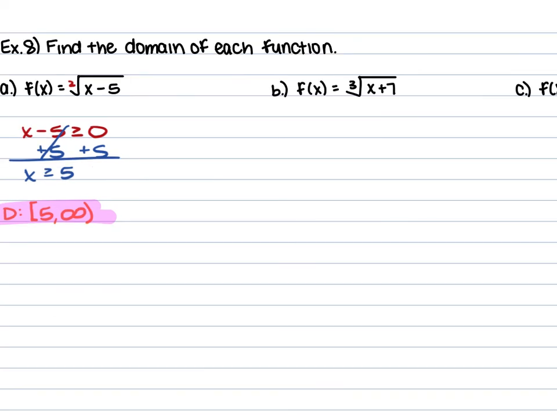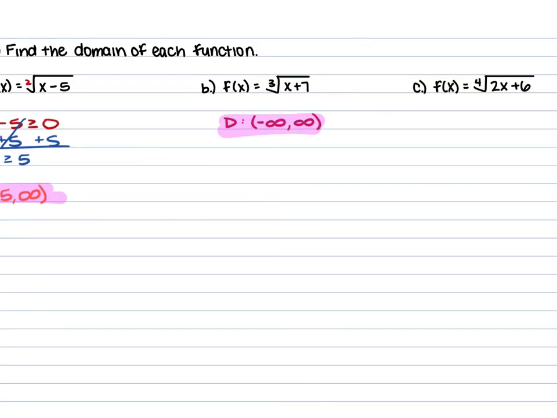For example B, we have f of x is equal to the cube root of x plus 7. With a cube root, 5th root, 7th root, any odd root, we can have any number, positive or negative, underneath that radical. So our domain for this one is all real numbers. So we're going from negative infinity up to positive infinity.